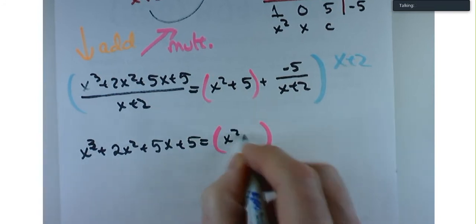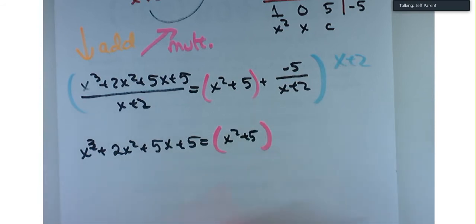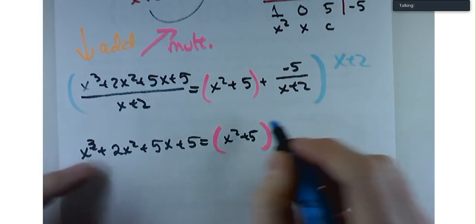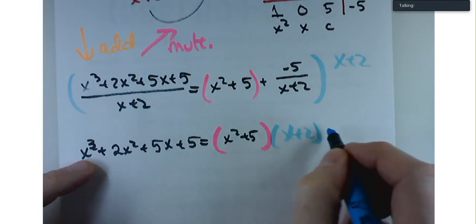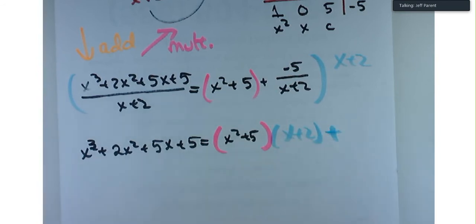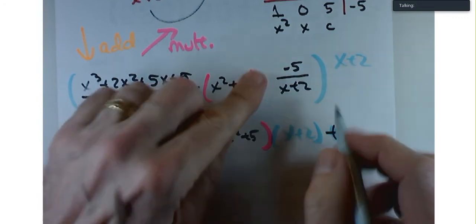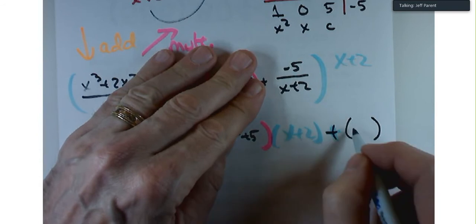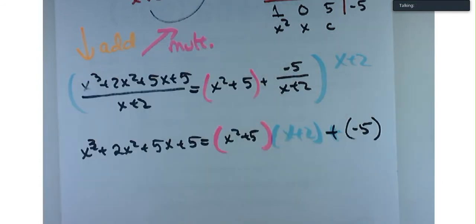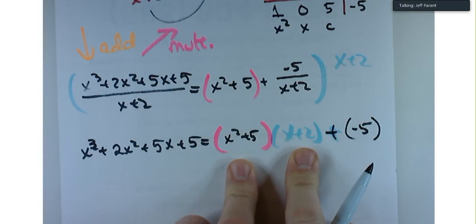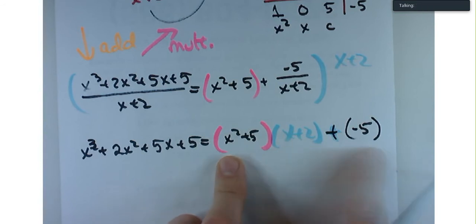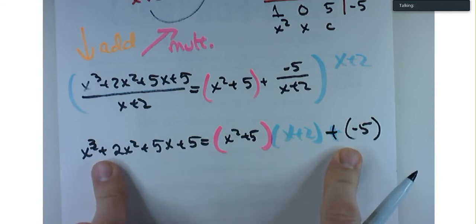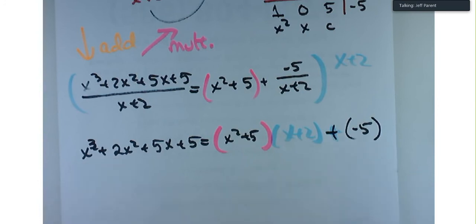So x squared plus 5 times x plus 2 plus, what's going to happen when these two multiply each other? What's going to be left? Negative 5. Beautiful. So this is a different way, all this right-hand side, to write this polynomial. Oh, that's what we did. Yeah, we just did that. But there's something that's really cool about writing it this way.